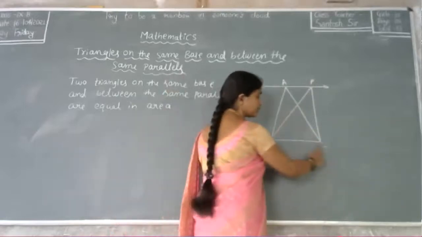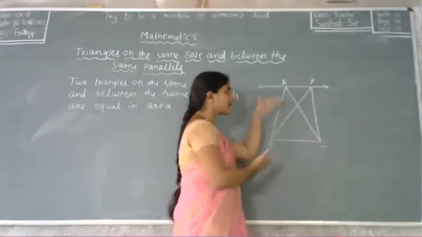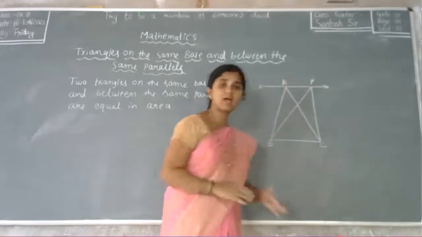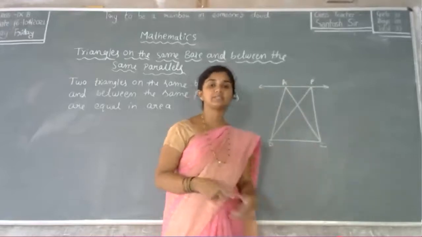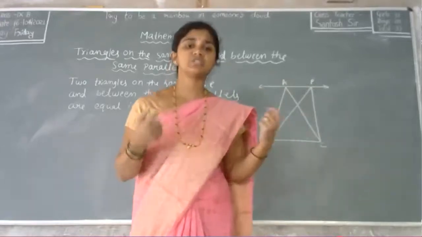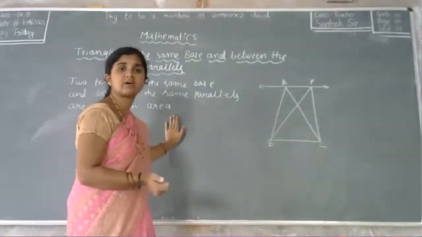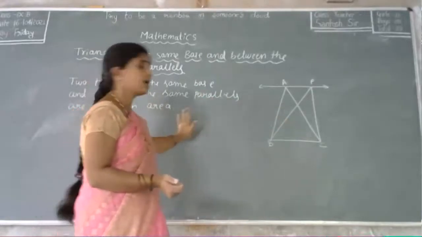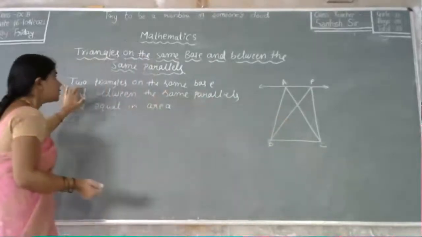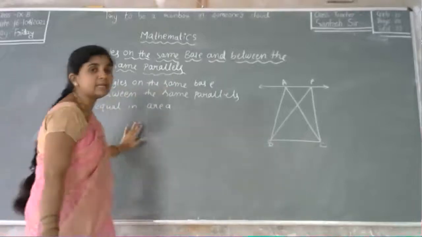Both have the same base, and they lie between the same parallels, in the sense that the height of the two triangles is also the same. So half into base into height for both gives equal area. The theorem part of this is not necessary, so it is just a property. Just to recall the property: two triangles on the same base and between the same parallels are equal in area.